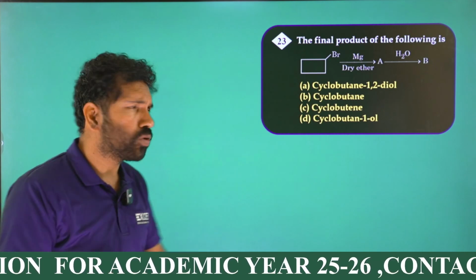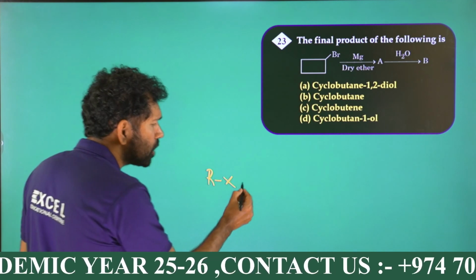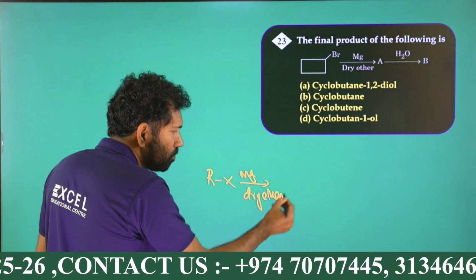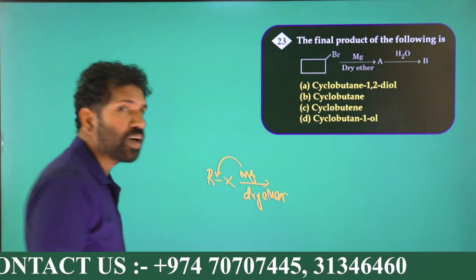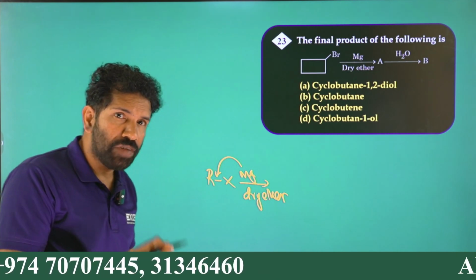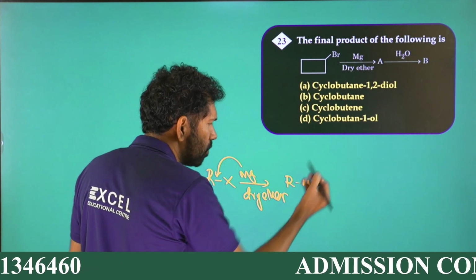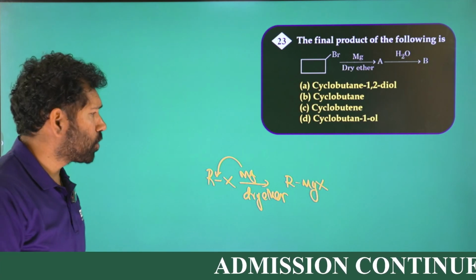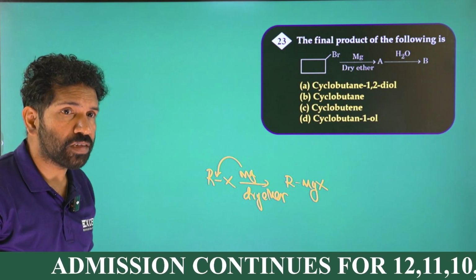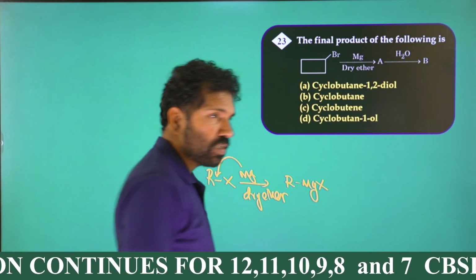You have to remember a small topic here. This is a halogen compound, RX. On treating it with Mg in dry ether, students remember, Mg will come in between R and X. You will get RMgX. RX on treating with Mg in dry ether, you will get RMgX, right?